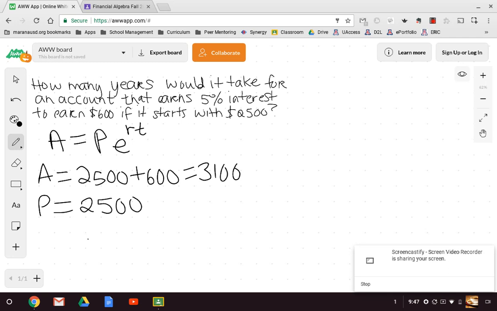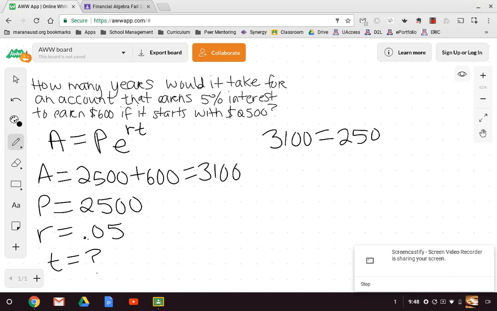e is just e. Remember, it's not a variable. It's actually a number like pi. Our interest rate, 5%, so 0.05 in our formula. And then again, t is what we're trying to find. So now using our continuously compounded, we have the 3,100 is equal to 2,500 e, my interest rate of 0.05, and then t for my time right there.